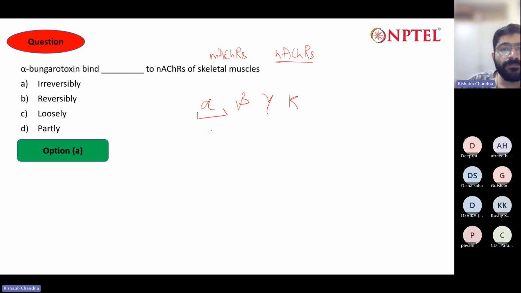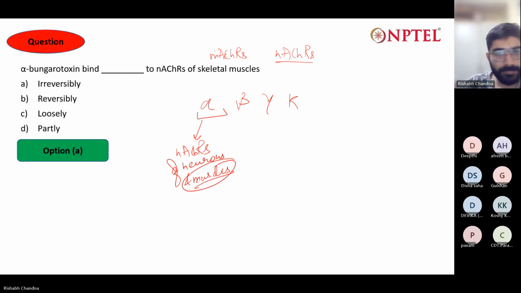Alpha basically binds to the nicotinic acetylcholine receptors of neurons as well as muscles. The main target is muscle here. Now, when we talk about beta and gamma, they basically have the tendency to increase the acetylcholine release. That means more excitability.